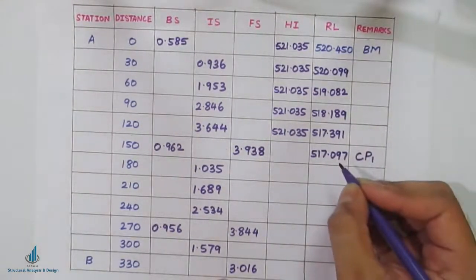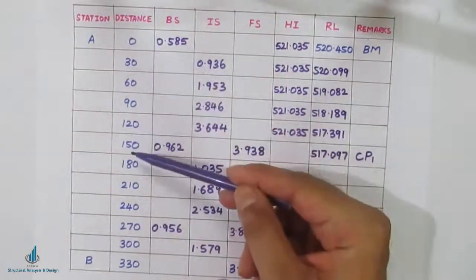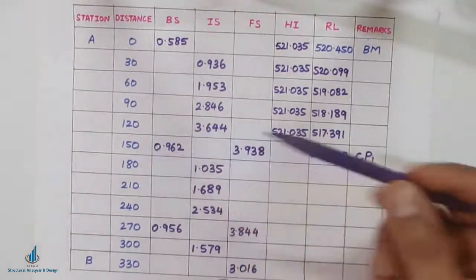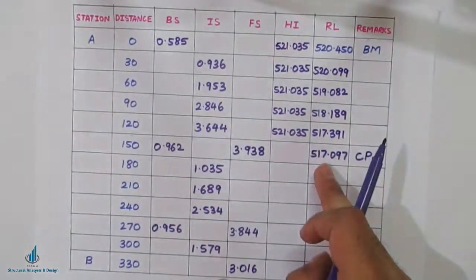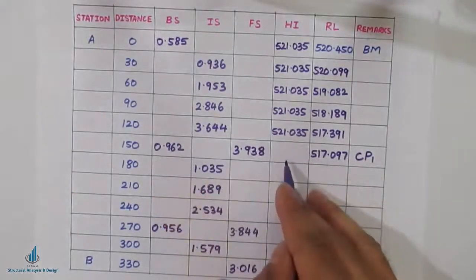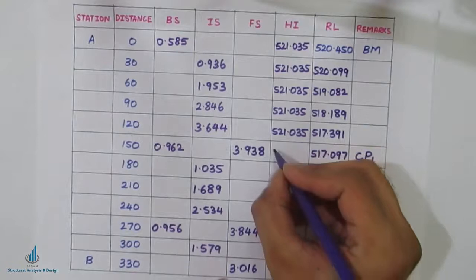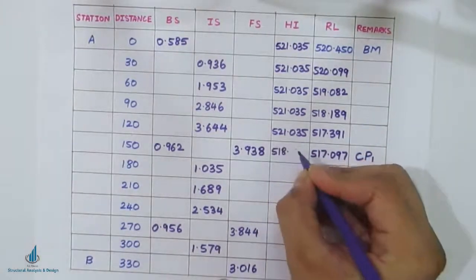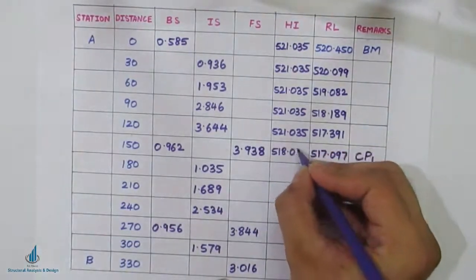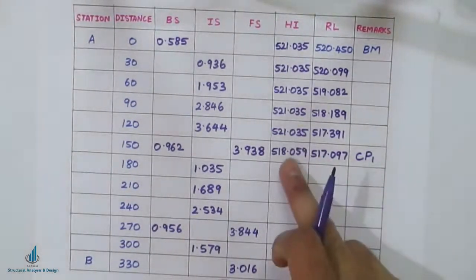CP1. Now what you have to do is, like how we have done the calculation for the station A, same thing you have to repeat now for change point 1. So take this RL 517.097 minus this backside 0.962, you will be getting the new HI. So that is nothing but 518.059. This is the new height of instrument at change point 1.